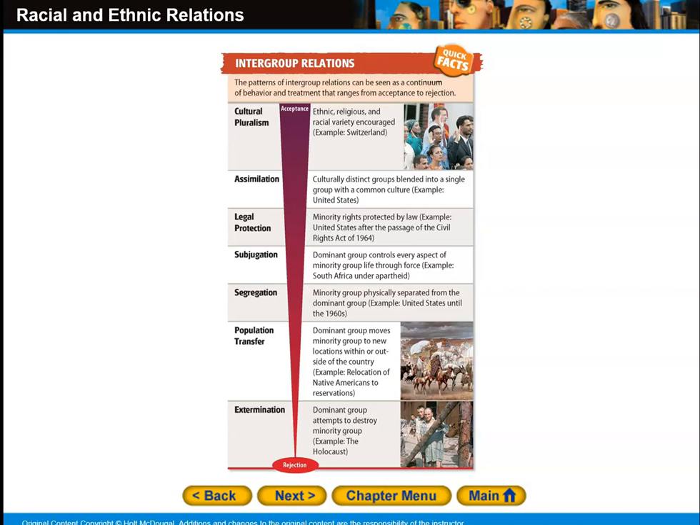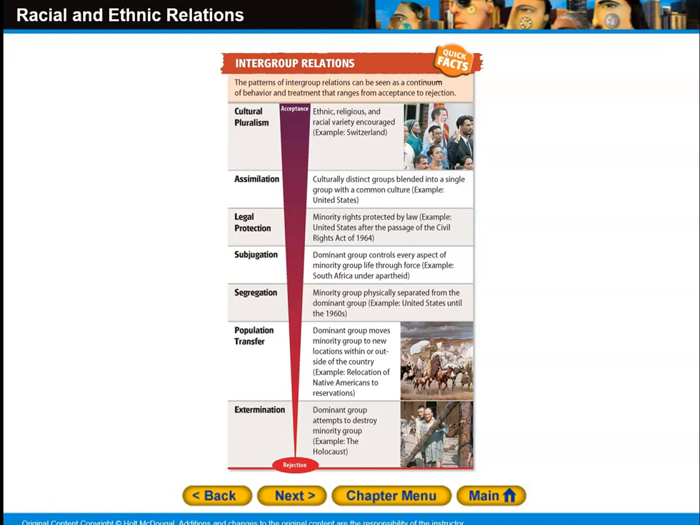Assimilation is when culturally distinct groups blend into a single group with a common culture. The most common example of this is the United States, because we're famous for assimilating into the melting pot or tossed salad approach to American society. Legal protection is when minority rights are protected by law. In the United States, the passage of the Civil Rights Act in 1964 protected those rights.